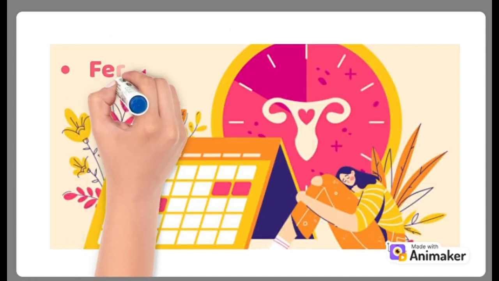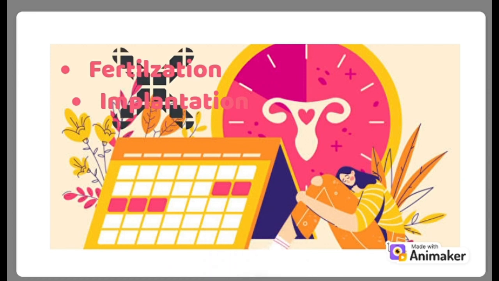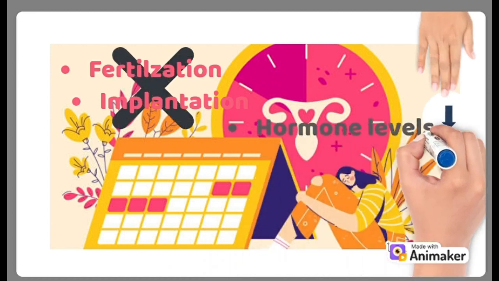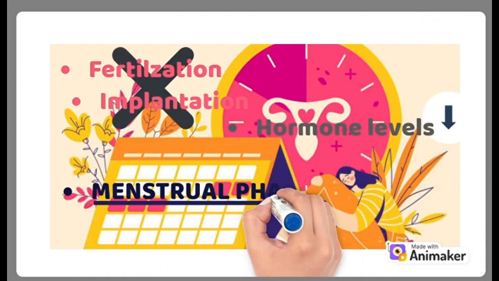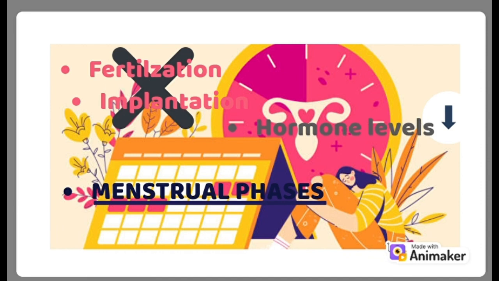If fertilization and implantation do not occur, hormone levels drop, and the menstrual phase begins again, starting a new cycle.